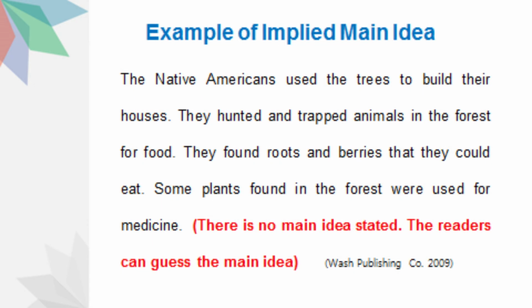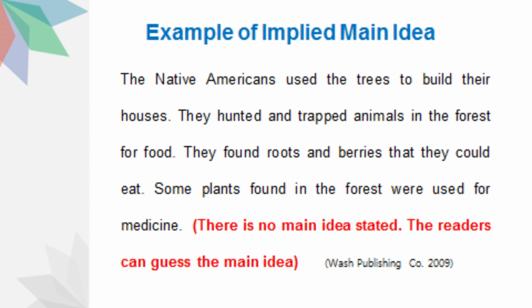Our next example is the model implied main idea paragraph. The Native Americans used the trees to build their houses. They hunted and trapped animals in the forest for food. They found roots and berries that they could eat. Some plants found in the forest were used for medicine.